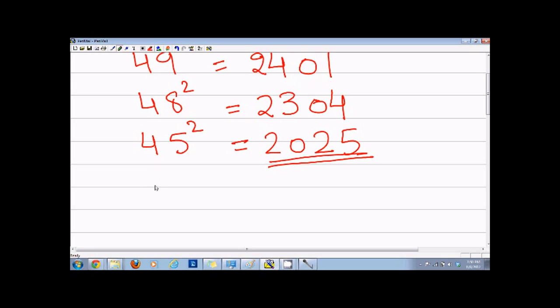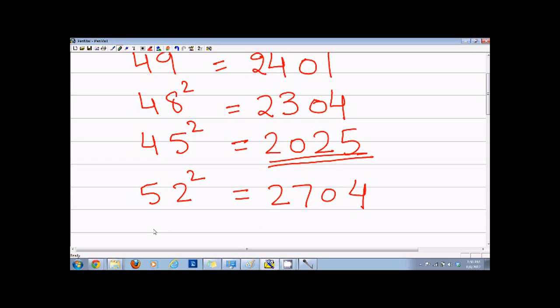For example, if I have 52 squared, then what I'll do is add 2 to 25, which is 27, and then I'll write the square of 2, which is equal to 4. So its answer is 2704. So let's look at the proof.